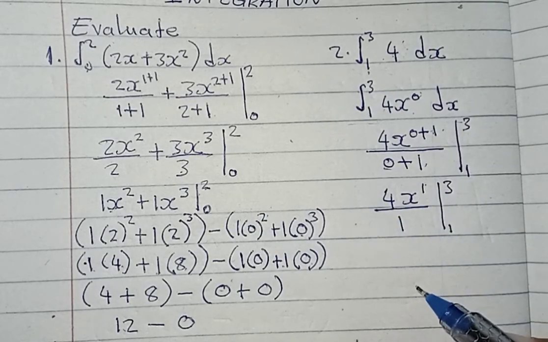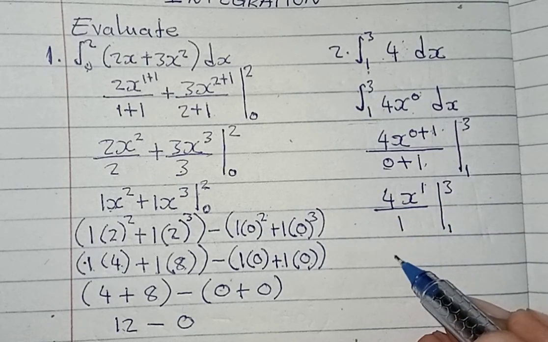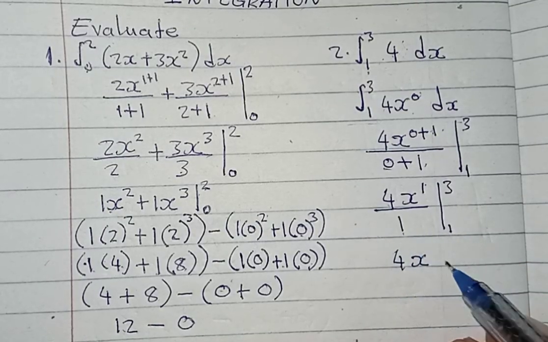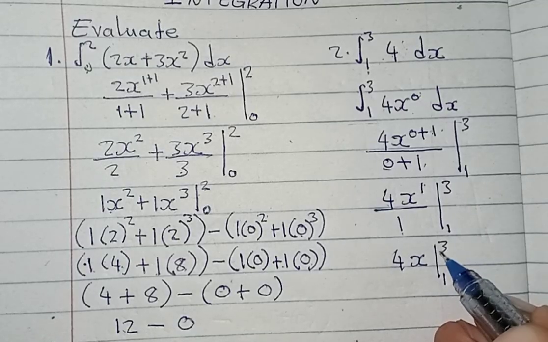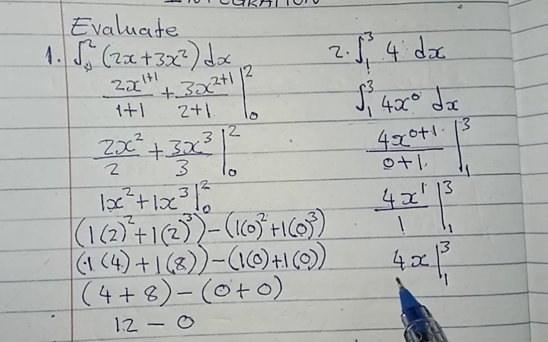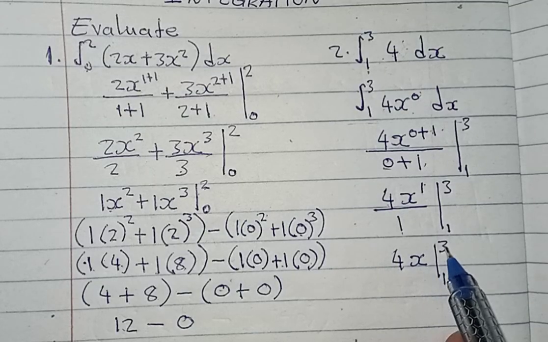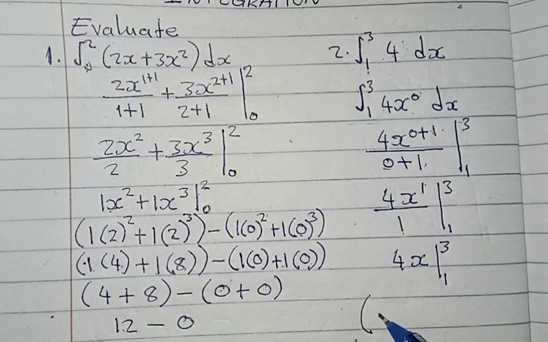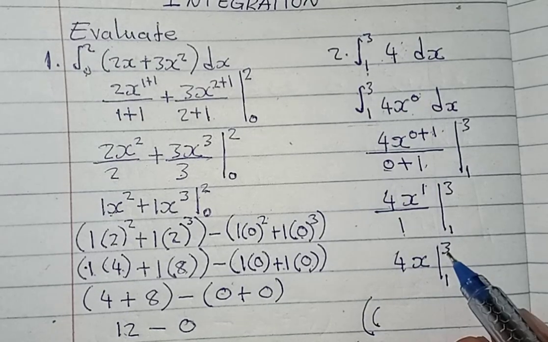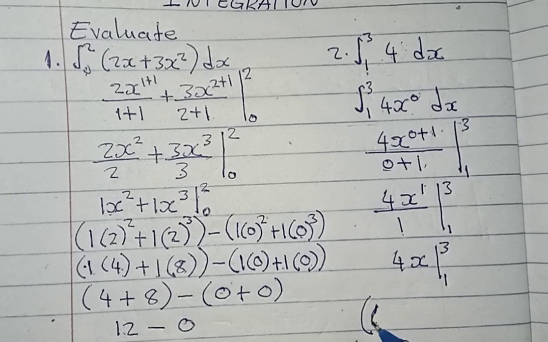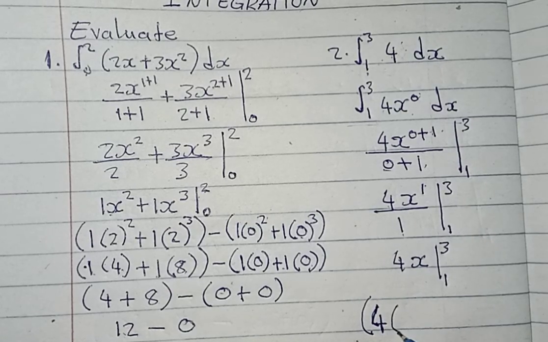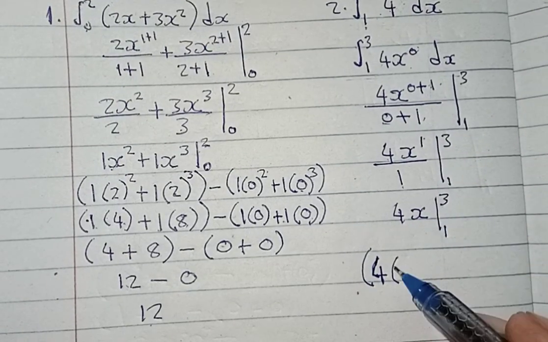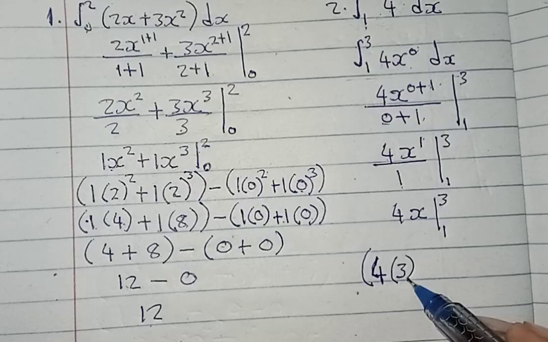X to the power 1 is just the same as x without a 1. So this expression is just the same as this. And 4 into 1 is just 4. So we have 1 to 3, like that. We can now do our substitution, starting with the upper limit. So the upper limit is 3. So we open parenthesis. So we have 4 here. So let's put the 4, then open like that. Now substituting the 3, so we have 3 like that.